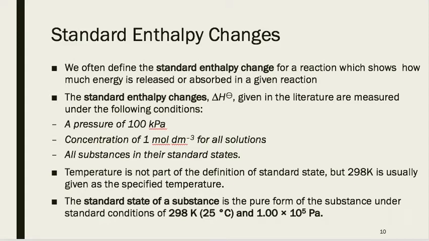Now, it said before that all substances are in their standard state. We define the standard state of a substance as the pure form of a substance under standard conditions of 298 Kelvin and 1.00 times 10 to the 5th pascals. Okay, usually the pure form of a substance will be the solid for a metal, for example, a gas if it's something like oxygen or nitrogen.